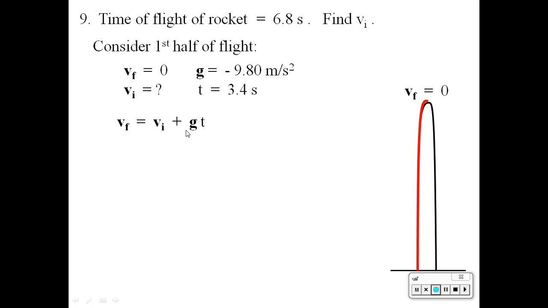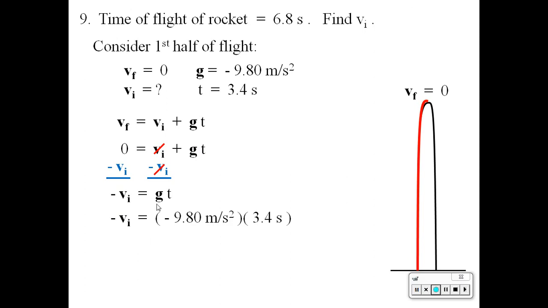V sub f is v sub I plus gt. We want to solve this for v sub I. First, we'll put in the 0, and then we'll isolate the v sub I. We need to separate it from the gt. We can do that a couple different ways, actually. We could subtract off the gt, or we'll just subtract off the v sub I. Doesn't really matter. We'll subtract off the v sub I. That'll take it over to the left-hand side. And we'll be left with negative v sub I is equal to gt.